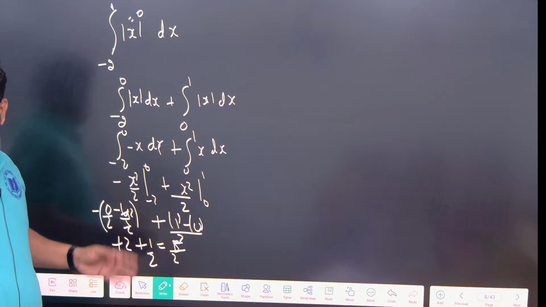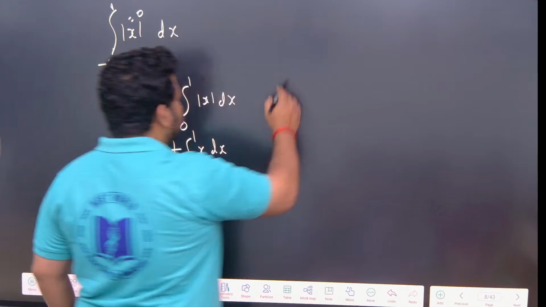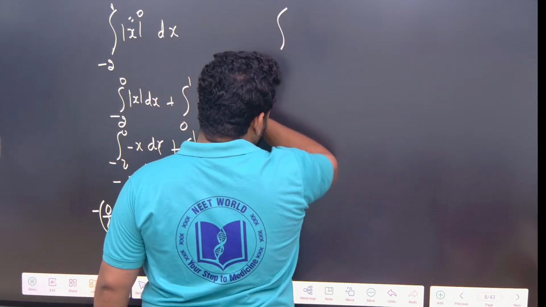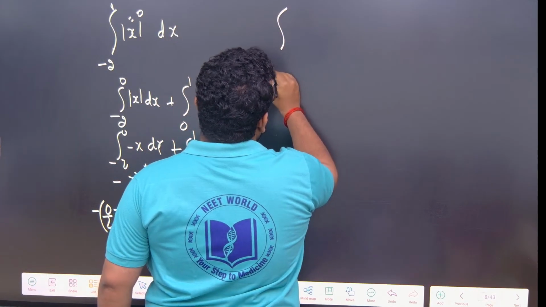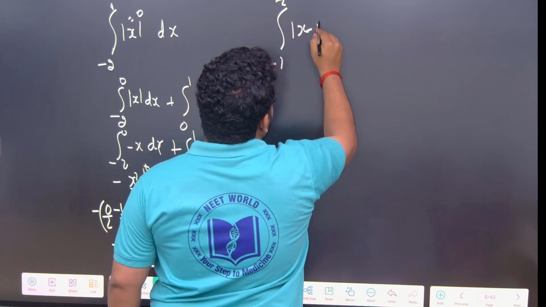Understood everyone, how to split the limits? Now this is mod x, it is easy, you will do it. Now suppose I give the integral from minus 1 to 2 of mod x minus 1 dx.